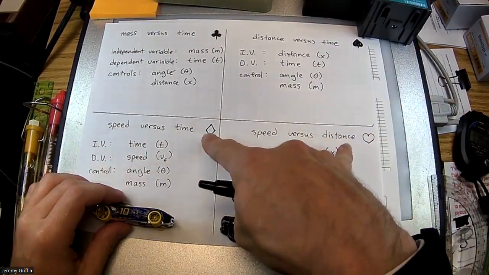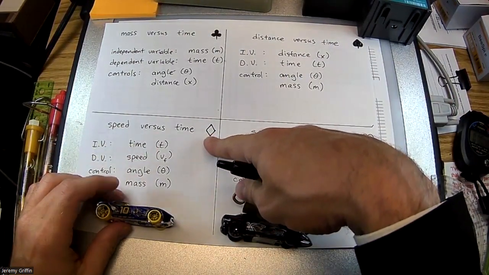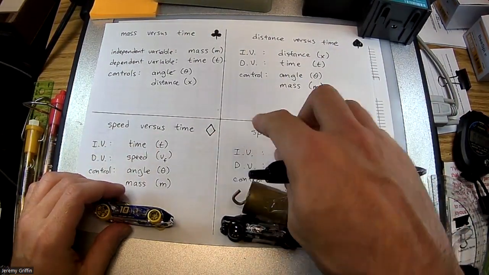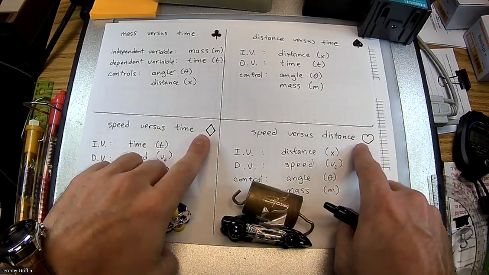All right, if you have one of the red suits, the diamonds or the hearts, at a glance, these are going to look pretty similar in setup, but I want you guys to measure slightly different things.